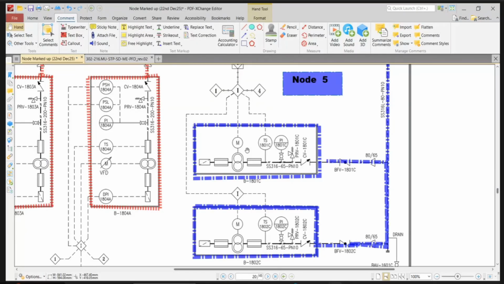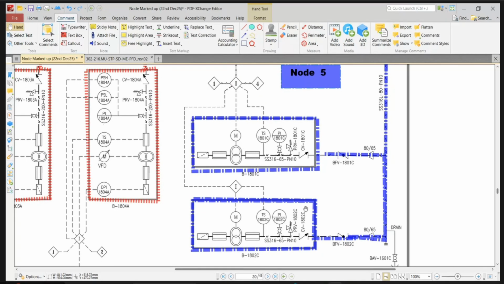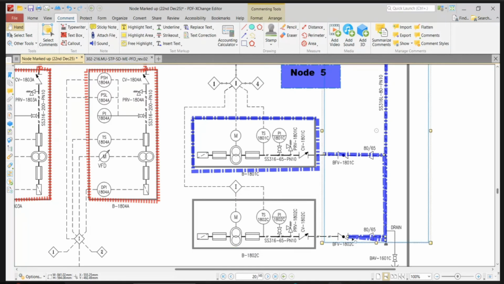Or is it a standby blower? Okay. So that is why I will remove this one, because we are going to review one and one is standby. Okay.